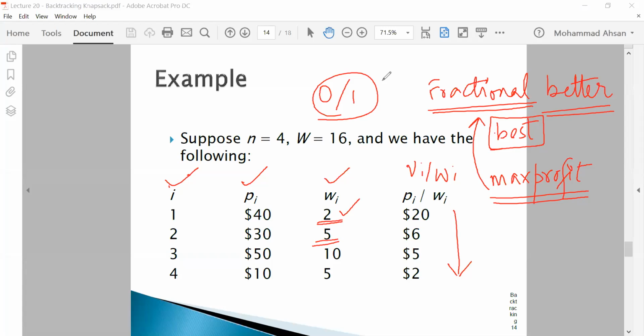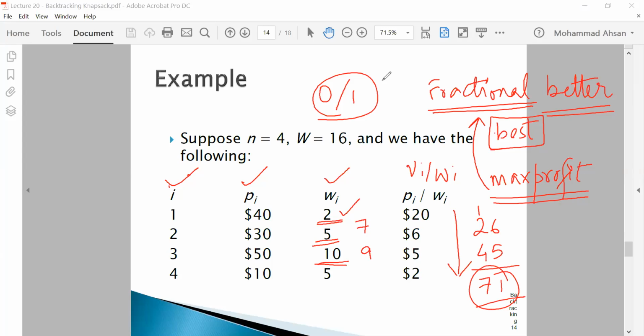Then you pick up this item, so you have used weight 7 till now, and the profit is 26. Then out of this 10, you cannot pick all the 10, so you'll pick up only 9 units, and that will be 45. So the total will be 71. So 71 is the maximum profit you can get.